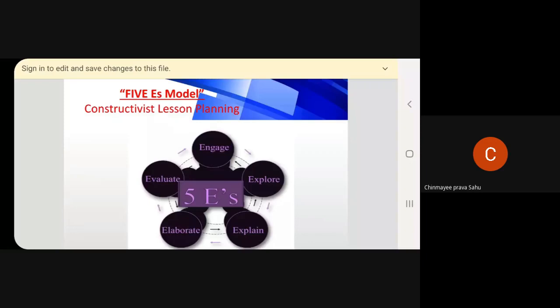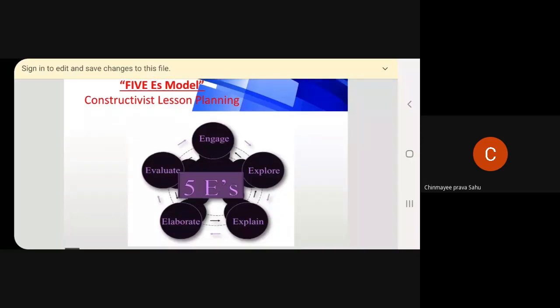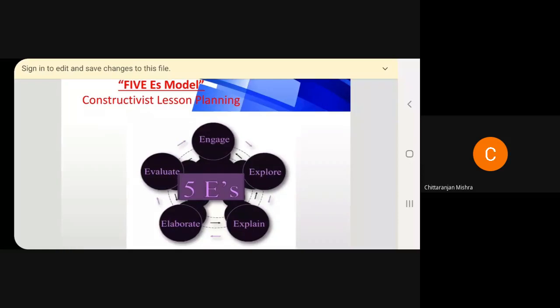Okay, is the PPT visible to all of you? Yes, ma'am. Yes, the PPT is visible, madam. We are in constructivist lesson planning. We are using the 5E model lesson plan. Just see the PPT and I am going to explain it.